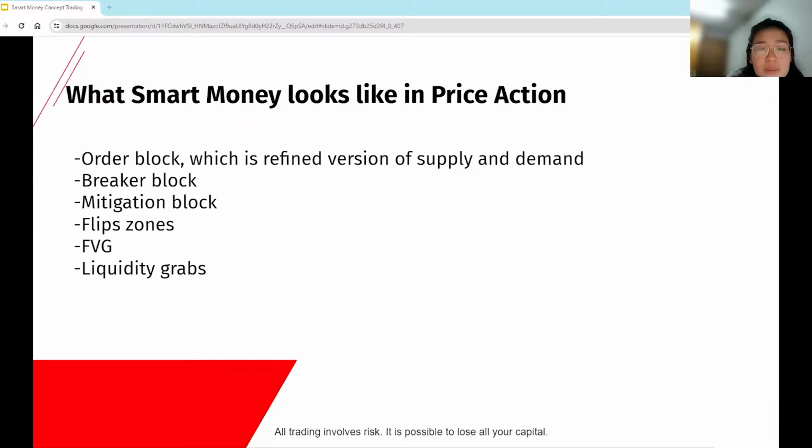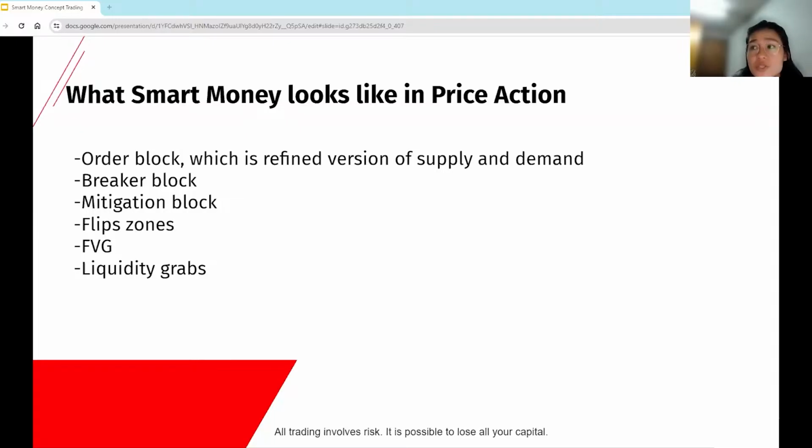So what smart money looks like in price action, in terms which replace support and resistance, reversals, and volume. Some key components of SMC would be your order block, which is your supply and demand. We'll give you some examples of all of these in a little bit.